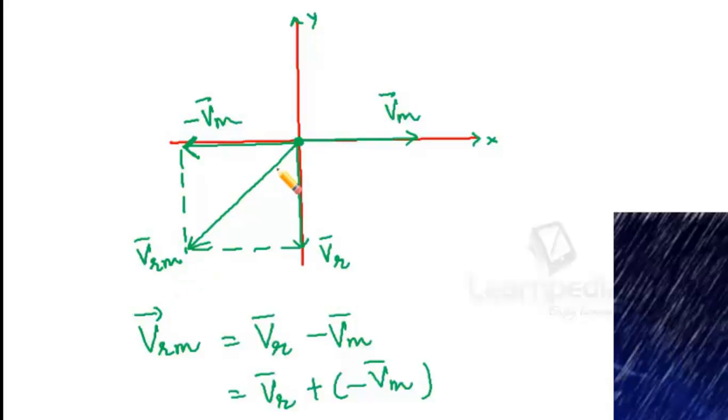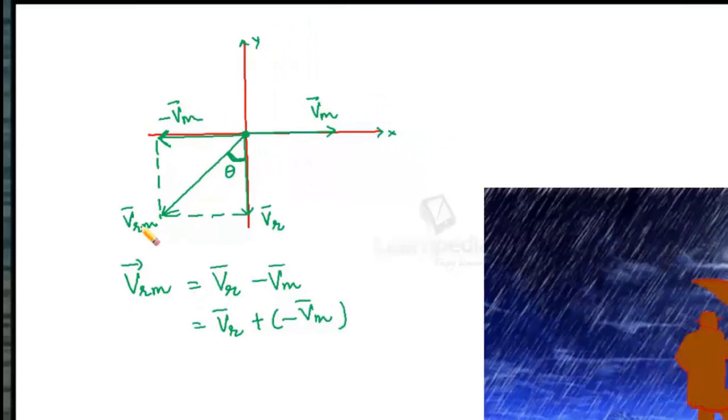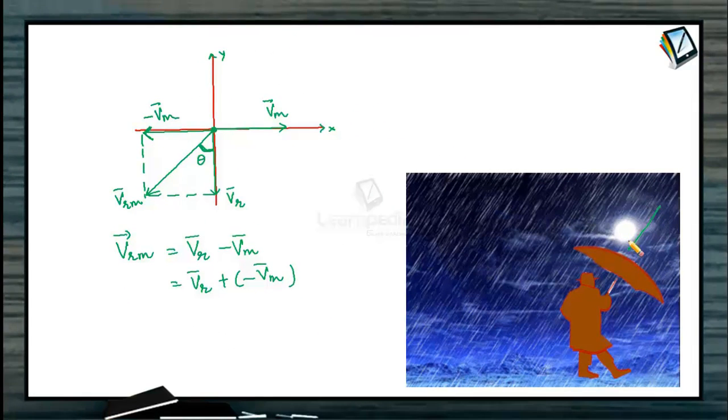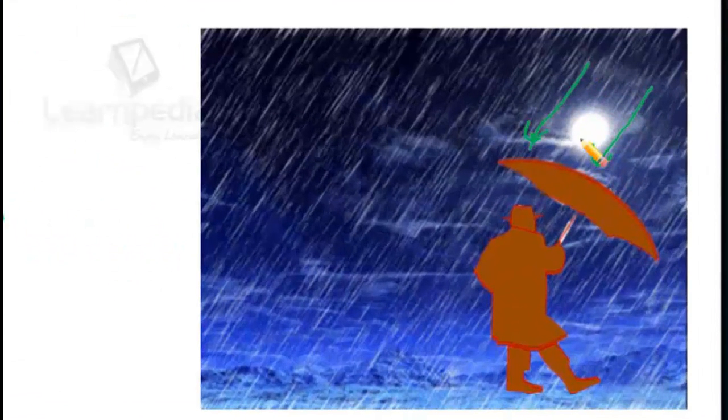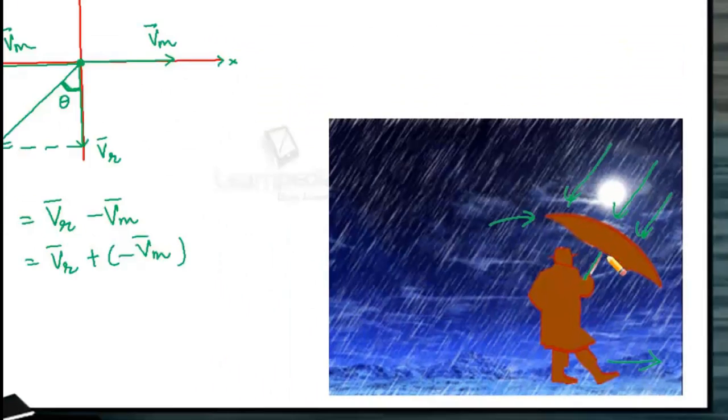So the rain appears to fall at an angle theta for the person who is walking in the rain from left to right. So for him, the rain appears to fall like this. As indicated in this figure, the rain appears to fall in this direction. So the observer who had his umbrella upright earlier, now he has bent the umbrella by an angle theta, because for this observer, rain is falling like this. For this man who is walking in the rain, it is falling in this particular direction. Therefore, he has bent his umbrella in this direction to save himself from rain.